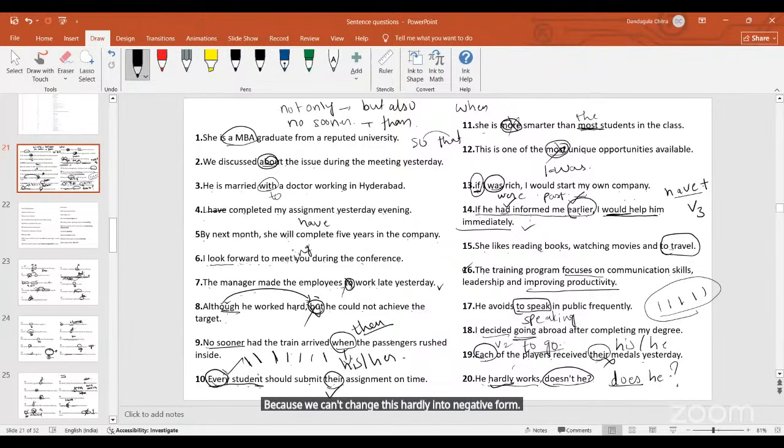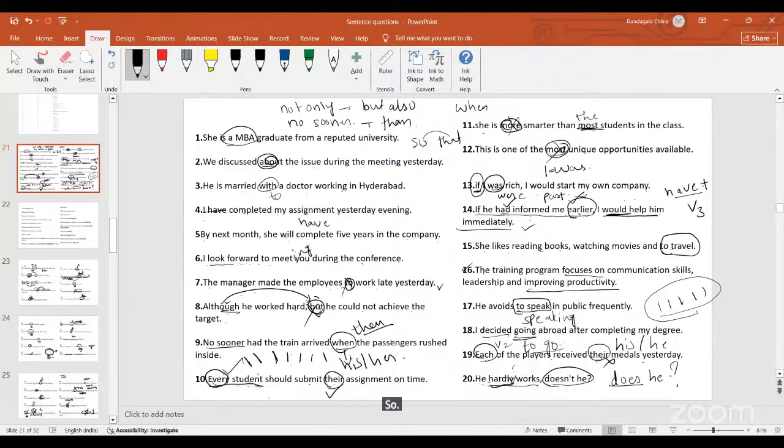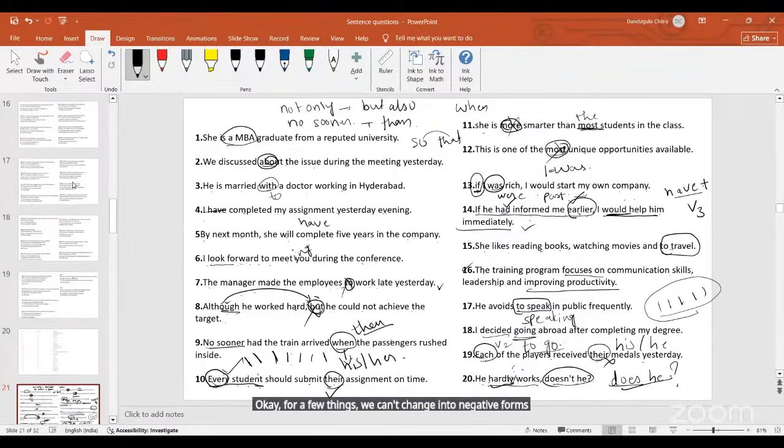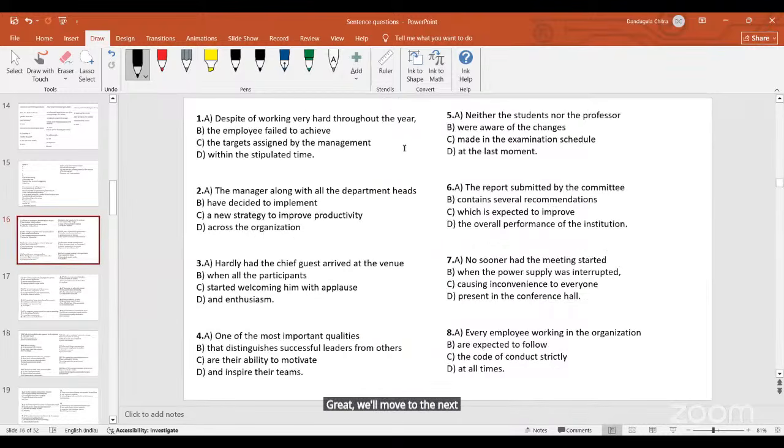We can't say he not hardly works, right? He don't hardly works. As you can see, it has ly, so we can't change it into other forms. So still we can consider it that way. That's why it is does. Okay, for a few things we can't change into negative forms. That's why. Right, we'll move to the next question.